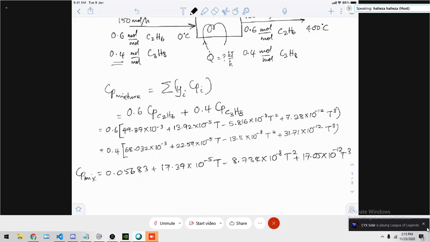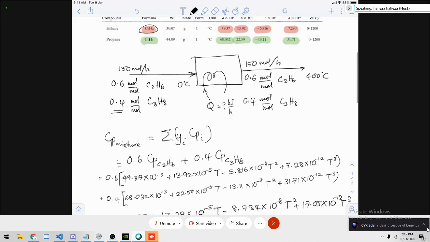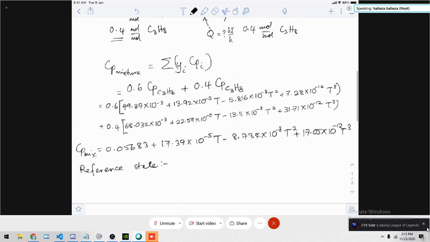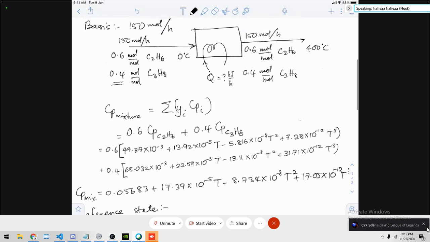So if you want to continue this problem, before you do anything, I forgot about the basis. Have the basis. The basis is 150 mole per hour. And if you want to continue this energy balance, state your reference state. So what is your reference state, guys? What reference state are you going to use? The inlet or the outlet? Yeah, choose one of it.